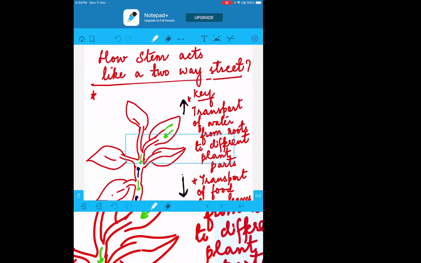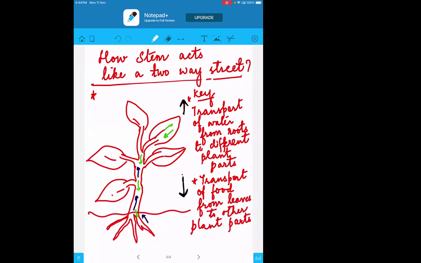The down arrow will be for the transportation of the food, and the upper one is for the transportation of water and minerals.